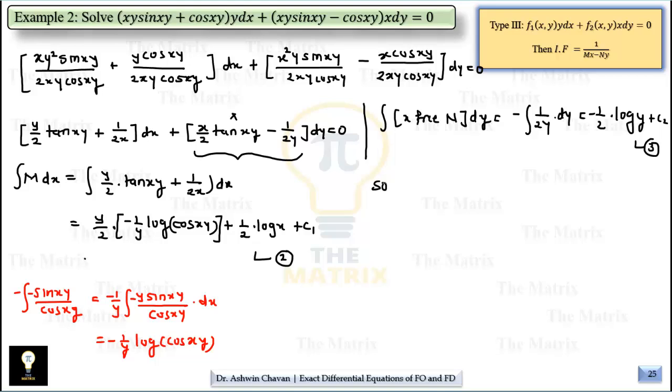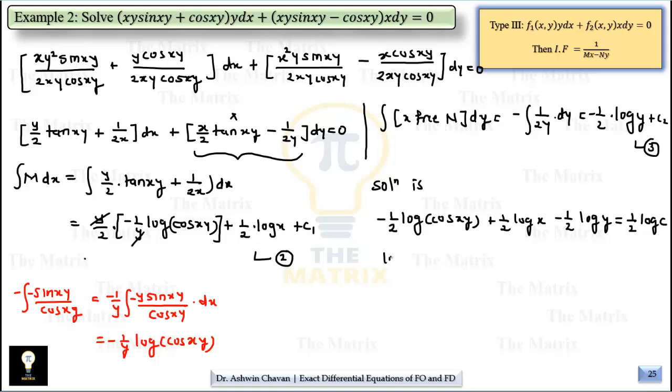So the solution is equation 2 plus 3. So we can cancel this y and we have minus half log of cos of xy plus half of log of x minus half of log of y equal to some constant. For a moment take it that the constant is also half of log of c. C is any arbitrary constant, that's why we can take it. So we can remove half throughout.